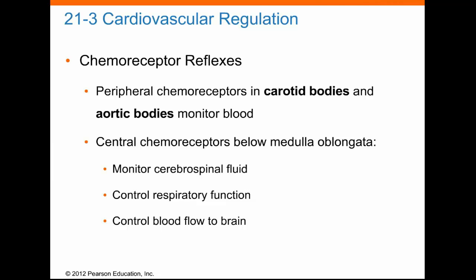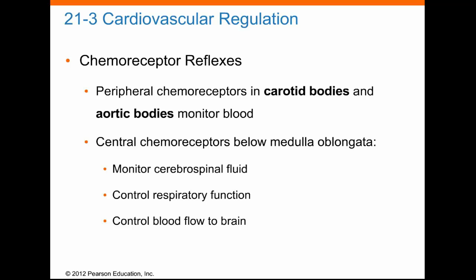So the chemoreceptor reflexes are located in the carotid bodies and the aortic bodies as well. The central chemoreceptors are located in the medulla oblongata, which is part of the brain, and that monitors subtle changes in cerebrospinal fluid. Remember, the brain is bathed in cerebrospinal fluid.